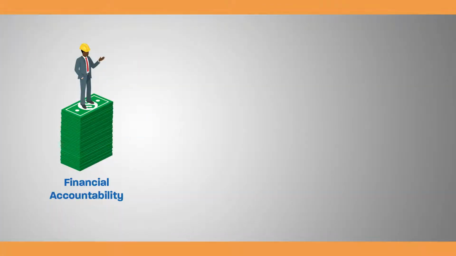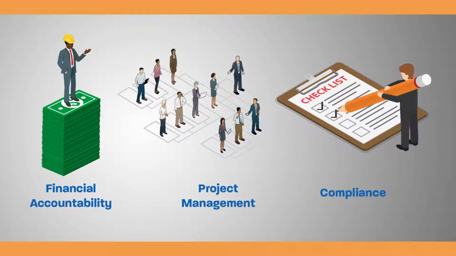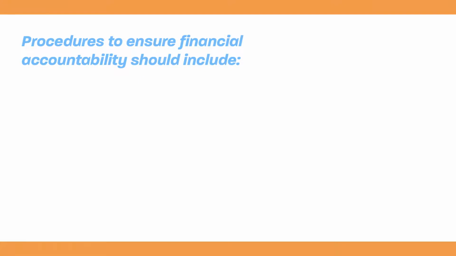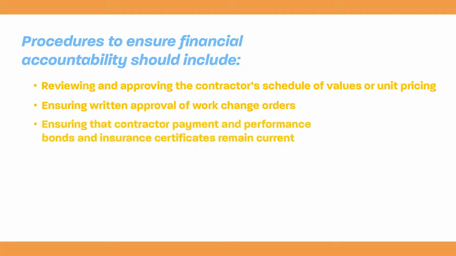Grantees are responsible for the financial accountability, project management, and compliance matters of their public facilities and improvements projects. Procedures to ensure financial accountability should include reviewing and approving the contractor's schedule of values or unit pricing, discussing inconsistencies in values with the project architect or engineer, and ensuring written approval of work change orders. All change orders must be signed by the contractor and grantee. Ensure that contractor payment and performance bonds and insurance certificates remain current.